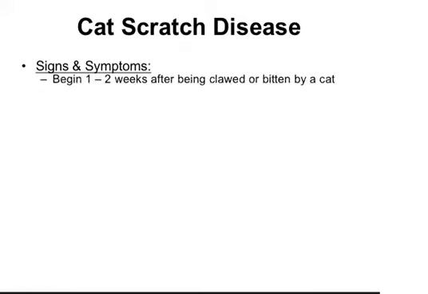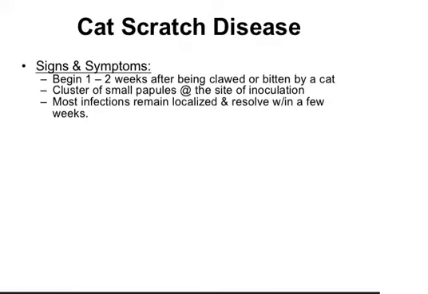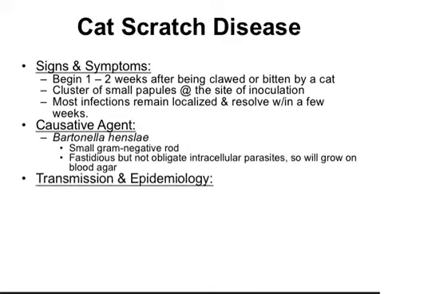Cat scratch disease begins 1 to 2 weeks after being clawed by a cat. You see a cluster of small papules at the site of inoculation. Most infections remain localized and resolve in a few weeks. The causative agent is Bartonella henselae. It's a small gram-negative rod.